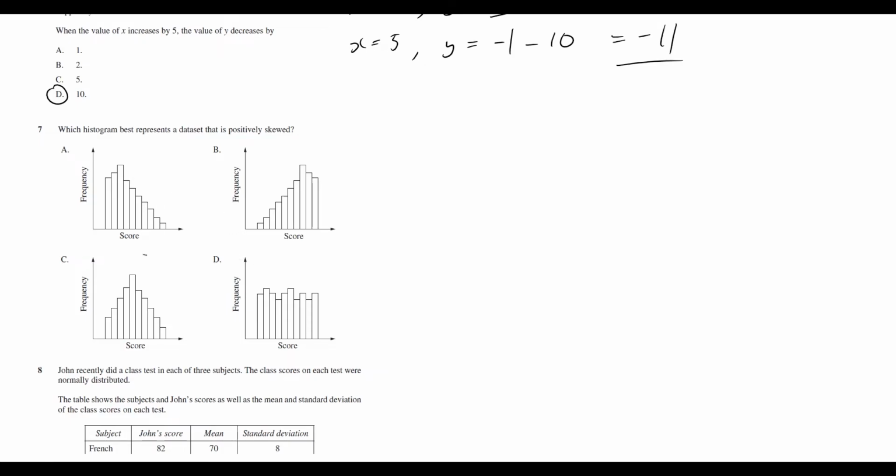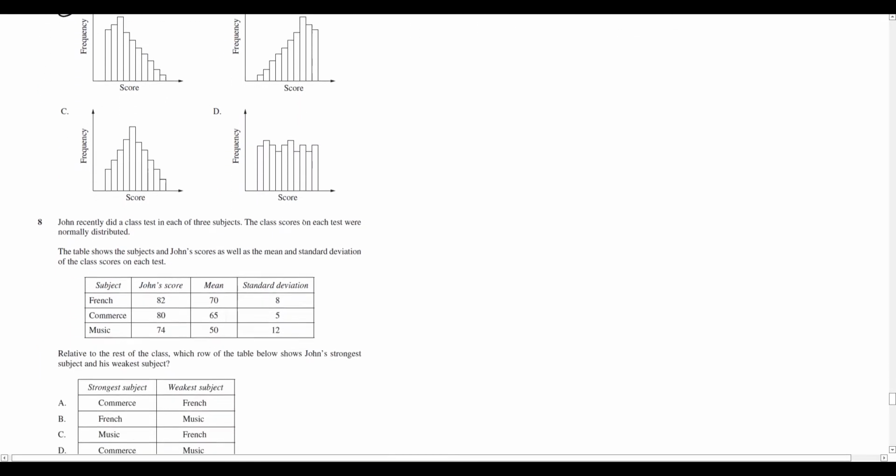So that means that the positive side, that's going to be the skinniest section. So here we see option A has the skinnier side on the positive end. So B would be negatively skewed, C is approximately symmetrical, and D is approximately uniform. So option A is our solution there.